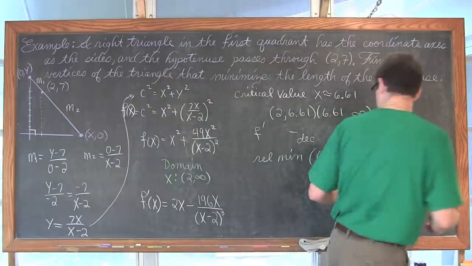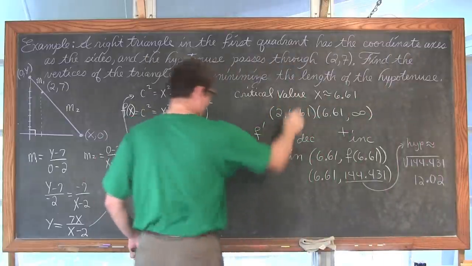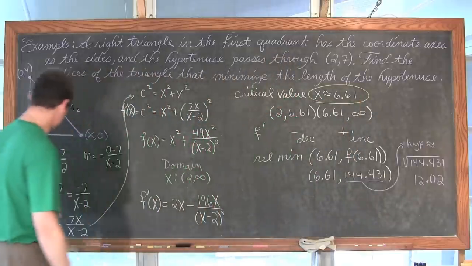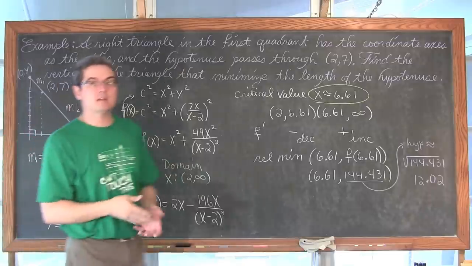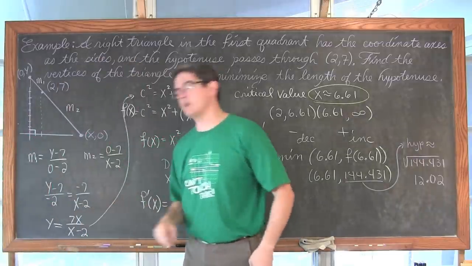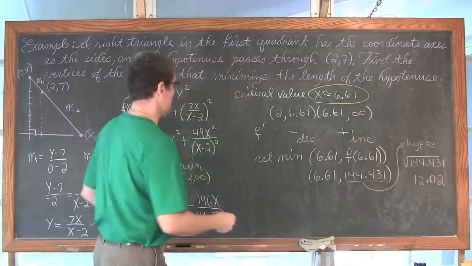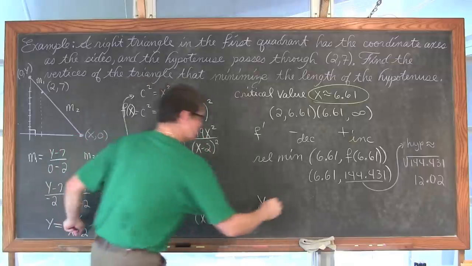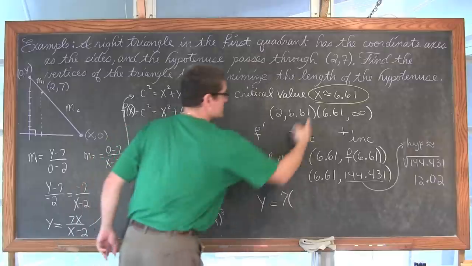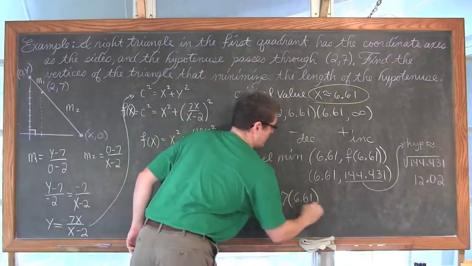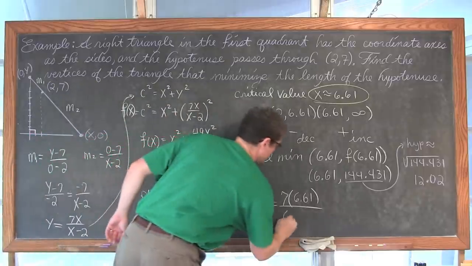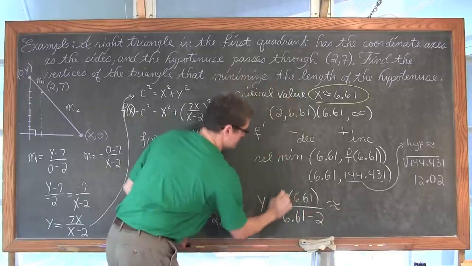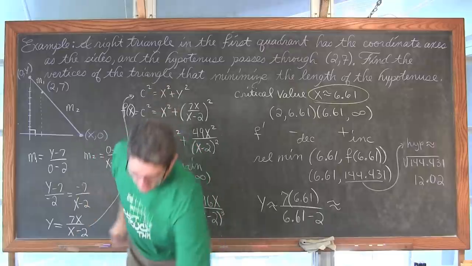Okay, so we know what x is. The x is right there, equal to 6.61. So now we're going to go over here and remember all this work we did that related the vertices of x and y together. Y is equal to 7x over x minus 2. So the y coordinate of our other vertex is equal to 7 times our approximated value of x of 6.61 over 6.61 minus 2.